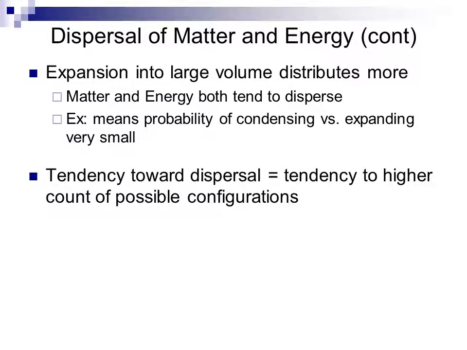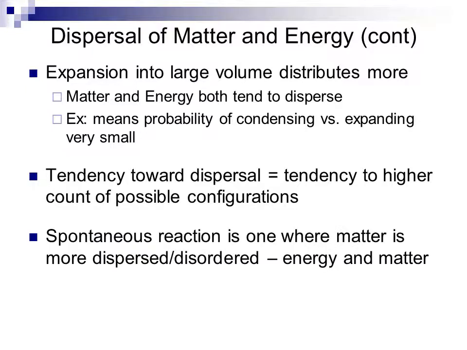Everything has a tendency to move towards a dispersal of matter or energy. This is because by dispersing, we reach a higher count of possible configurations. Now, a spontaneous reaction will then be one where matter is more dispersed or disordered. It will also be one where energy is more dispersed or disordered. So overall, the energy and matter in the system being more disordered, or having a higher number of possible energetically equivalent configurations, will tend to be a more spontaneous reaction.